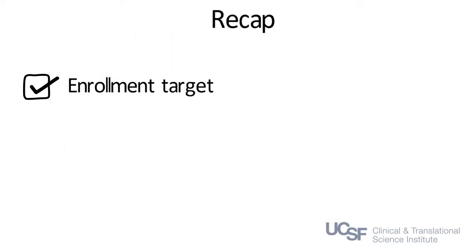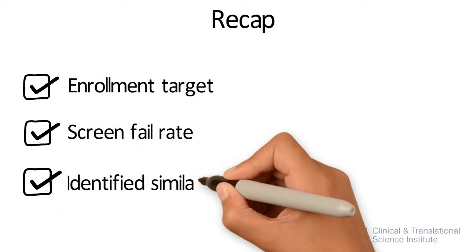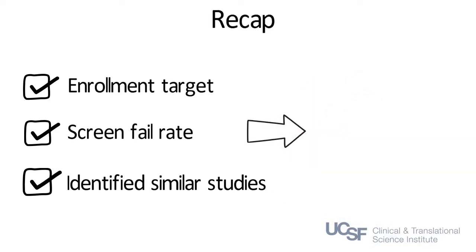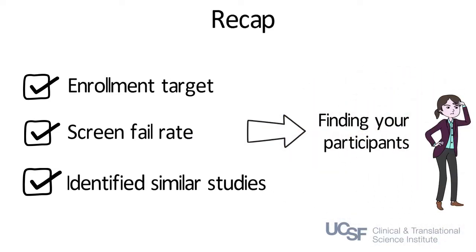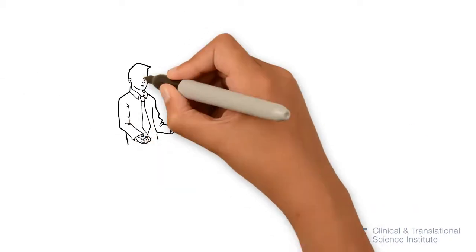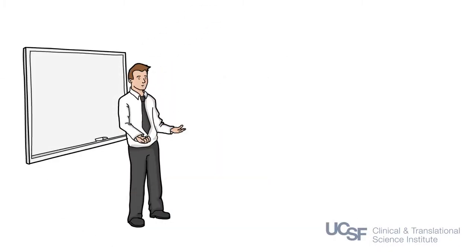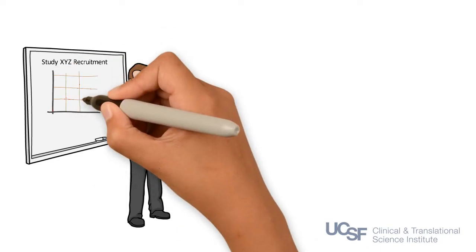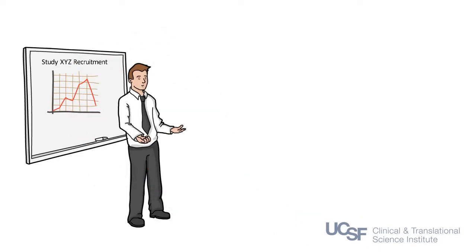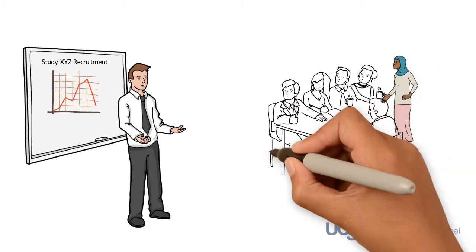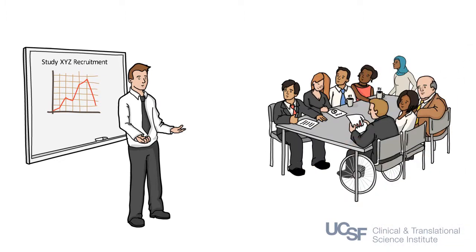Once you've determined your enrollment targets, screen fail rate, and identified similar studies you can reference, you're ready to find your participants. It's important to understand that most recruitment methods have a low yield, and it's best to choose several strategies to help increase your chance of success. Because you'll want to monitor and adjust your recruitment efforts and resources based on what's working, you should include multiple strategies in your IRB protocol to prevent having to submit an extra modification midway through recruitment.